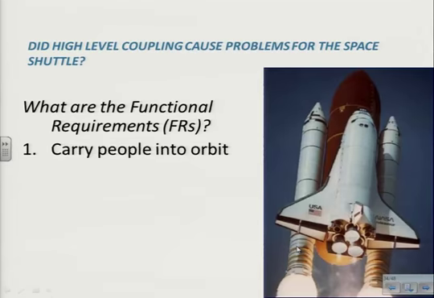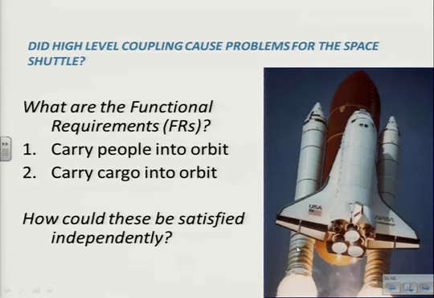Carry people into orbit and carry cargo into orbit. I think those are reasonable guesses at what the two highest level functions of the space shuttle are for. All right, so how could they be satisfied independently?